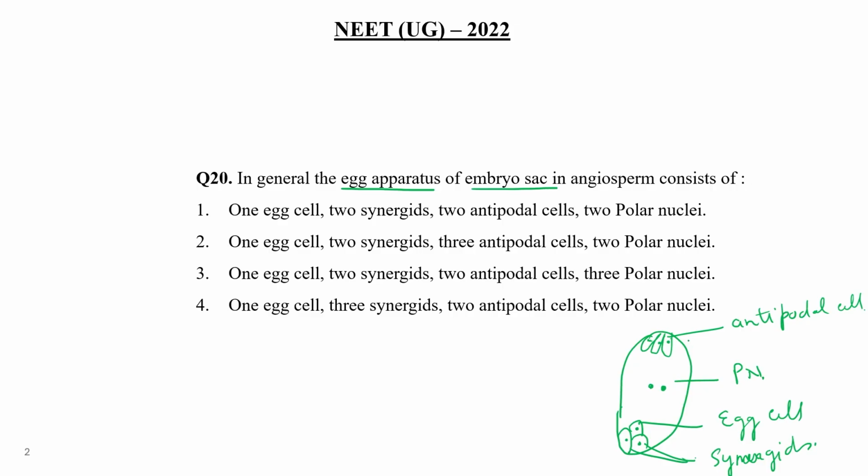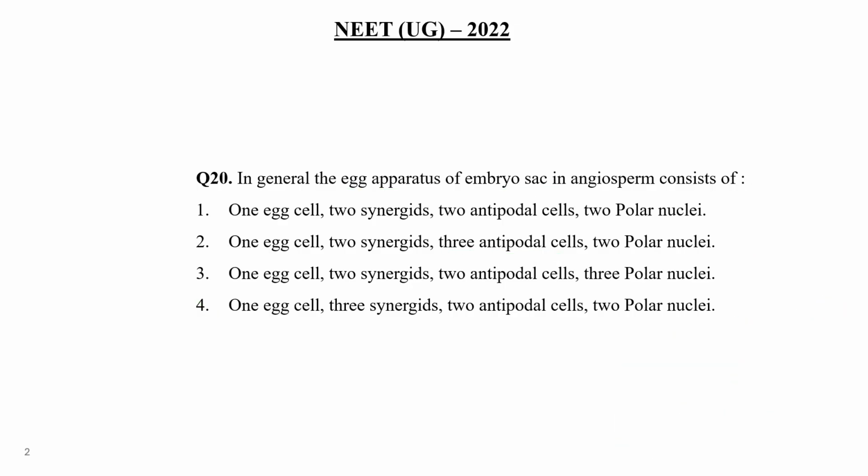Just clarify this. In all four choices, one egg cell is there. Two synergids, how many synergids? Two synergids. Here they have mentioned 3, so this one is nullified. Now, 3 antipodal cells. Yes, 3 antipodal cells are present only in choice number 2. So choice number 2 would be the correct answer because antipodal cells are 3 in number, not 2. This is how we can solve these types of questions. We have to learn the diagram as well.